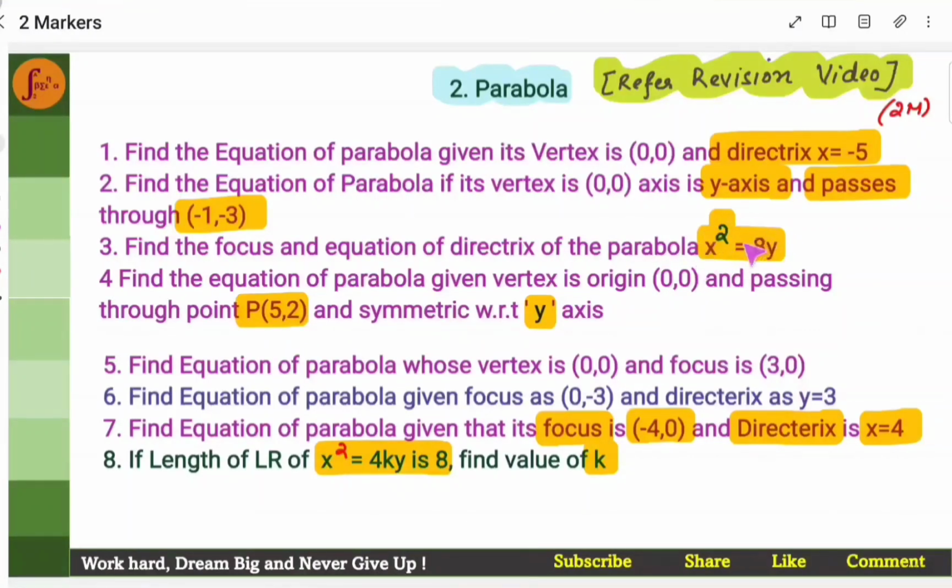Or they can give you an equation of the parabola and ask you to find the focus and equation of directrix, right? They can ask you to find the focus or equation of the directrix. So different kind of problems are given here. Practice these problems. Now, there is a revision video where all of these problems are solved and explained. Go through that revision video. It will become very clear with this particular video.